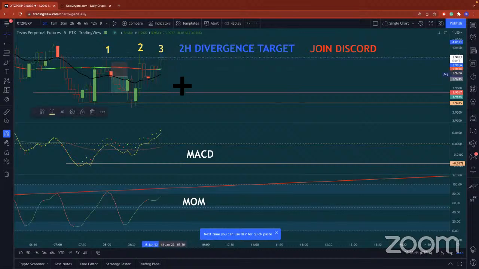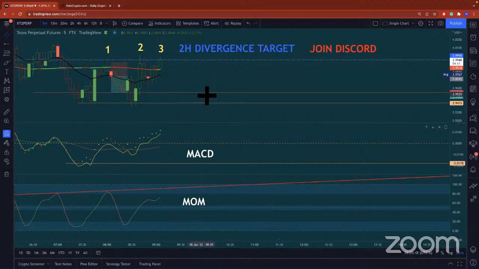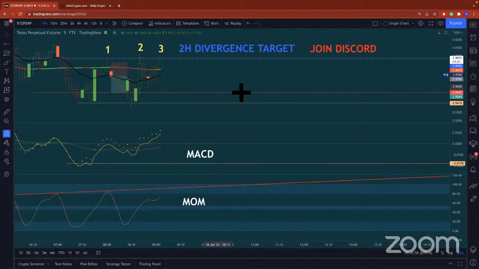3 times it's touched this divergence and it's been rejected. This, again, I can't stress this enough, that this 2-hour divergence target is absolutely key to you. And you don't always have a divergence on the 2-hour chart. But if you do, you've got to take full advantage of it. You've got to take complete advantage of it and trade it as many times as you possibly can.